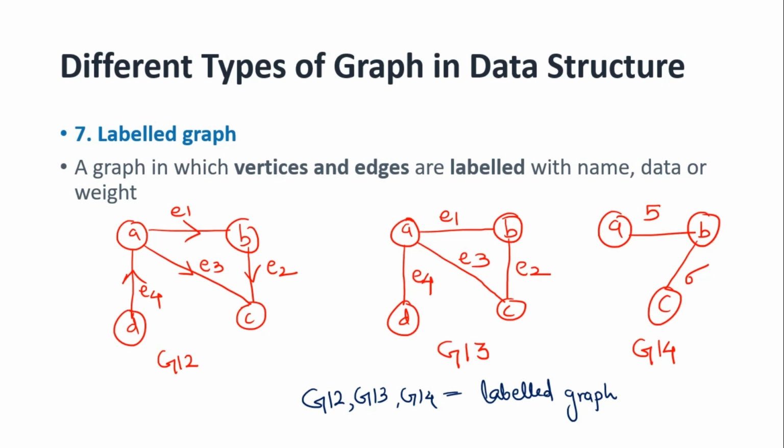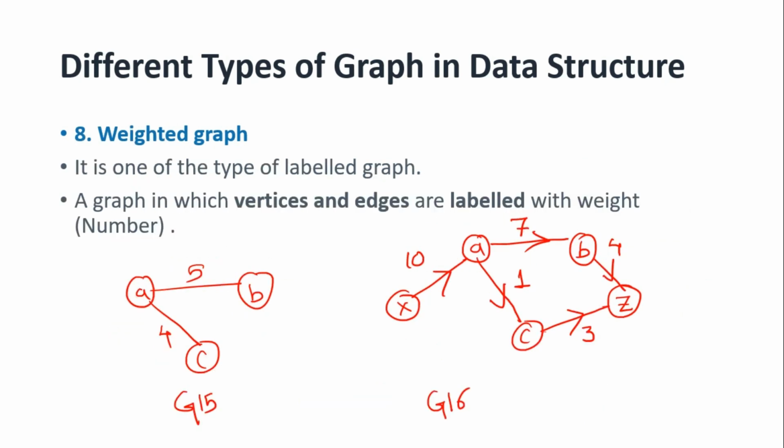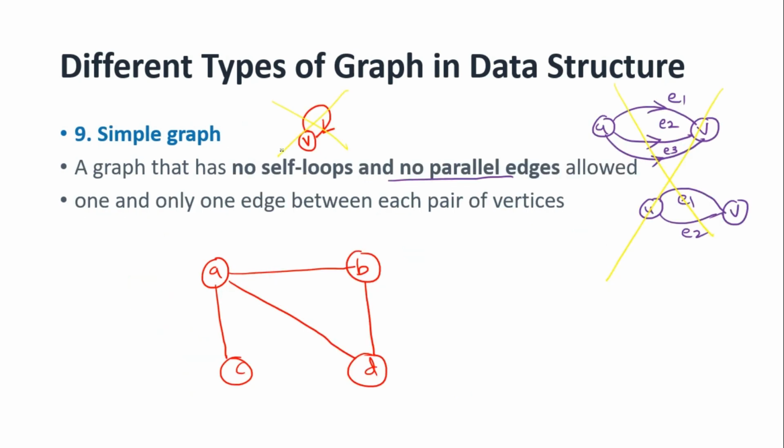If you have such a kind of graph where, instead of names, you have numbers or values on the edges, then that graph is called a weighted graph. A weighted graph is one type of labeled graph, a graph in which vertices and edges are labeled with weights or numbers. These are examples of a weighted graph. More commonly we use weighted graphs in the calculation of Dijkstra's algorithm and in many different applications of graphs. If your graph has no self loop and no parallel edges, then that is called a simple graph.